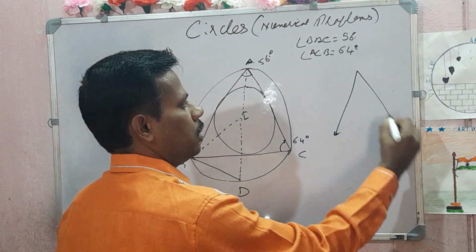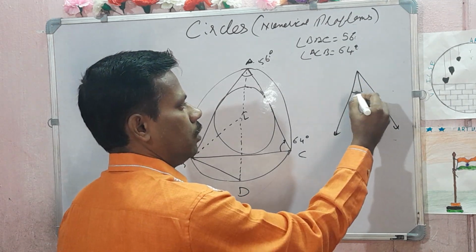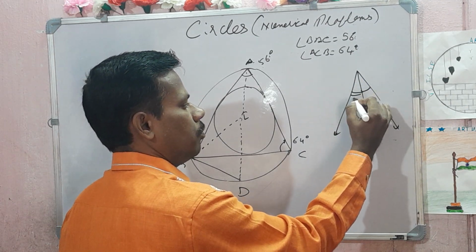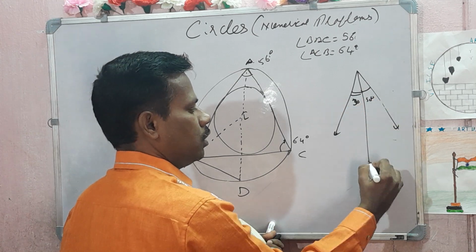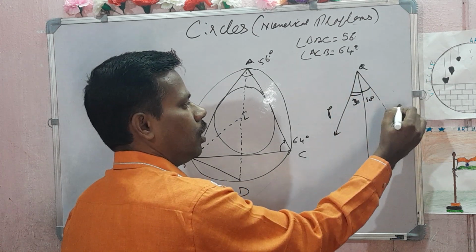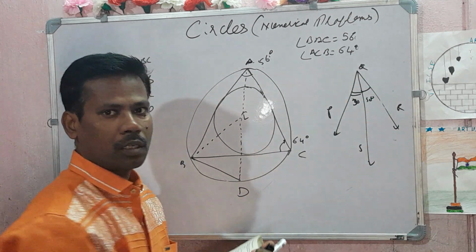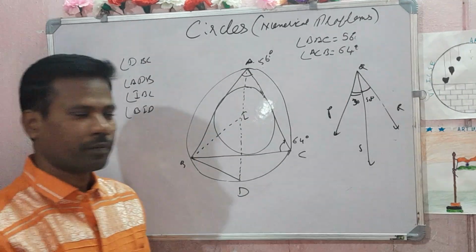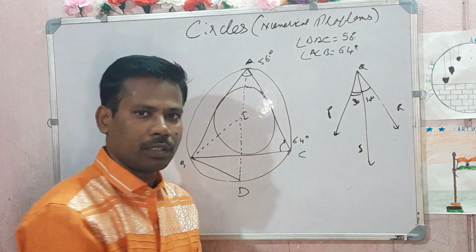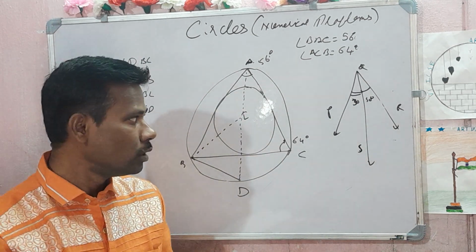Suppose the angle is here, and suppose this is 30 degrees, this is also 30 degrees. So PQR, yes, then QS is the internal bisector, the angle bisector. QS is the angle bisector. You can say angle bisector.